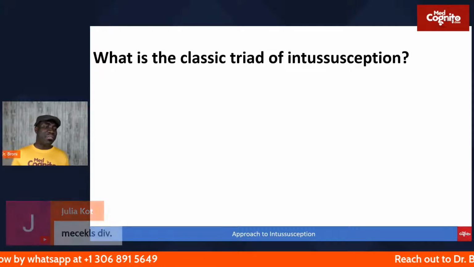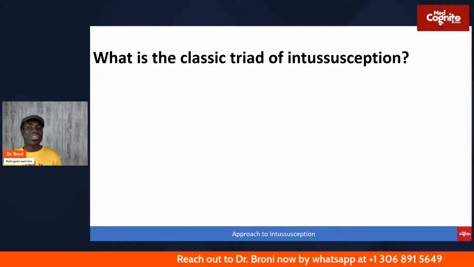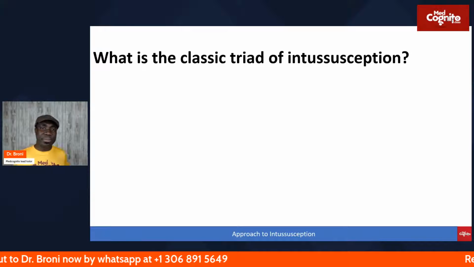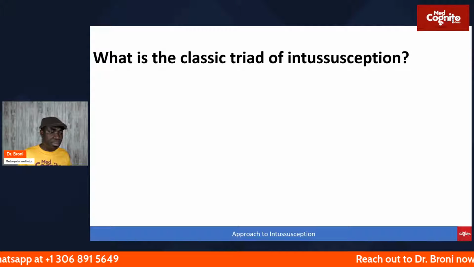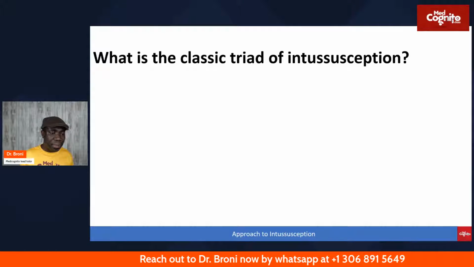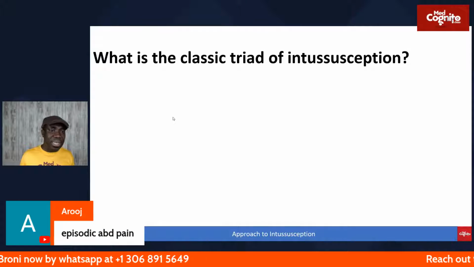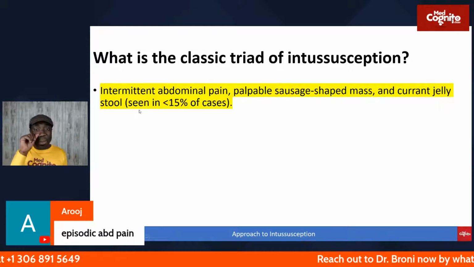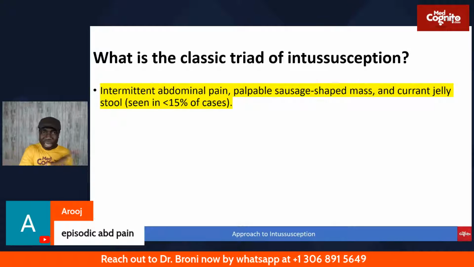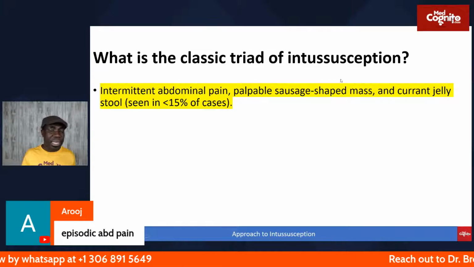What's the classic triad of intussusception? I'm waiting for answers. Cramping abdominal pain. Okay, I see that. Episodic abdominal pain. So, intermittent abdominal pain, palpable sausage-shaped mass, and currant jelly stool. That's the classic triad of intussusception.